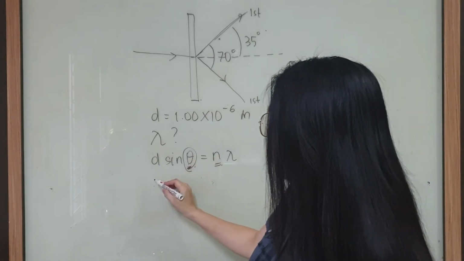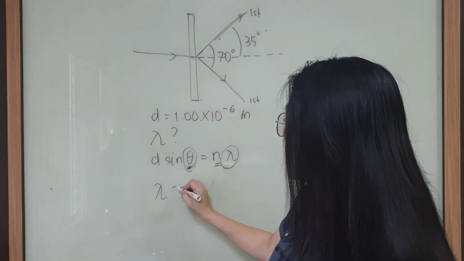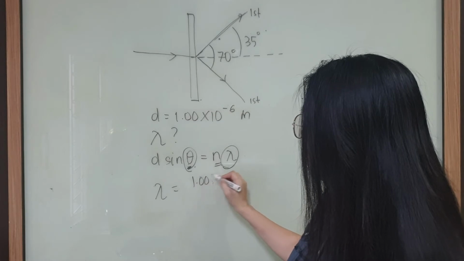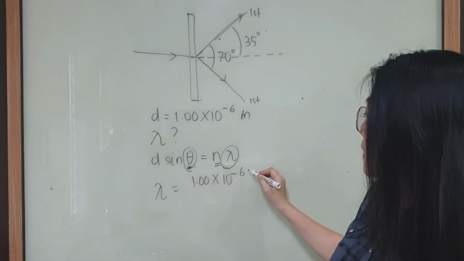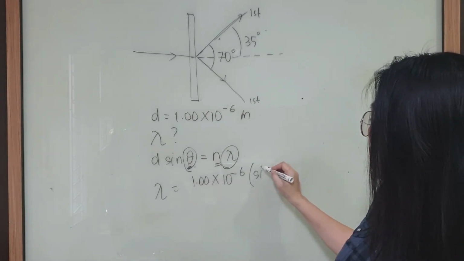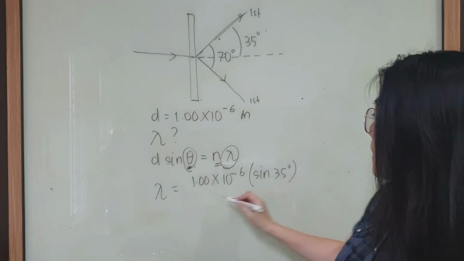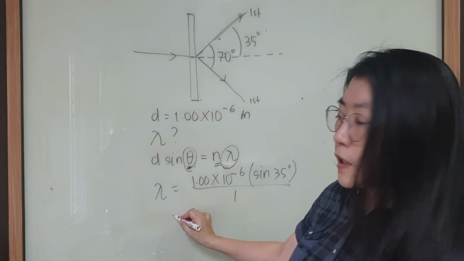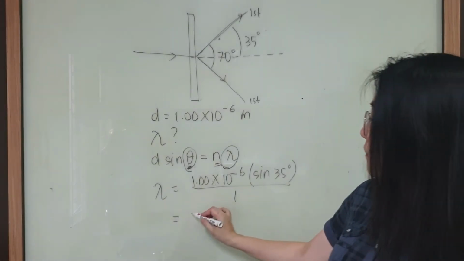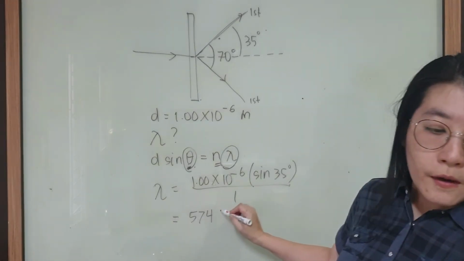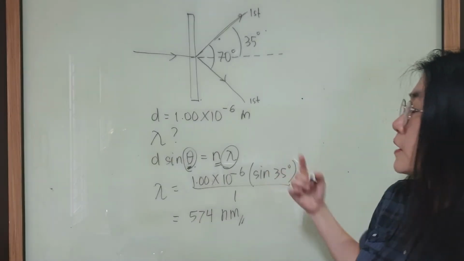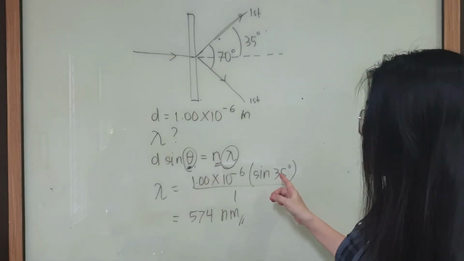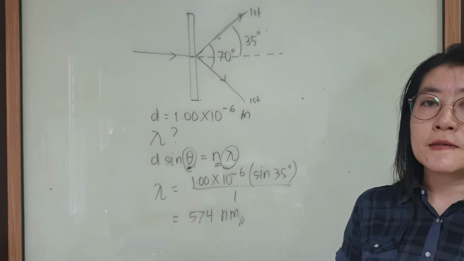So I can calculate lambda to be D, 10 to the minus 6, times the sine of 35 degrees divided by n, which is 1. So lambda will be 574 nanometers. You can calculate using a calculator because this is not a special angle, the 35 degrees.